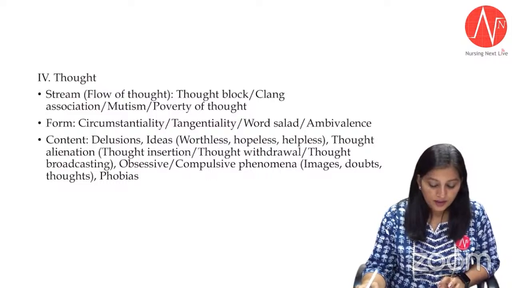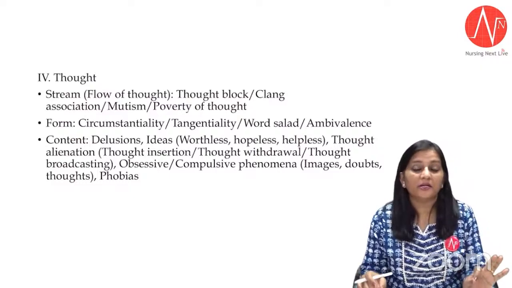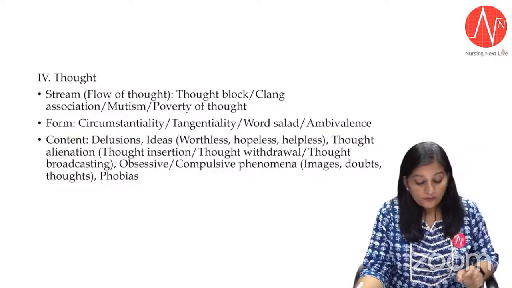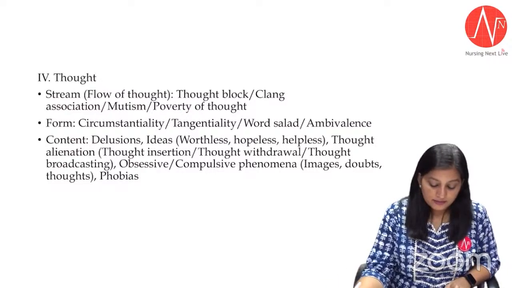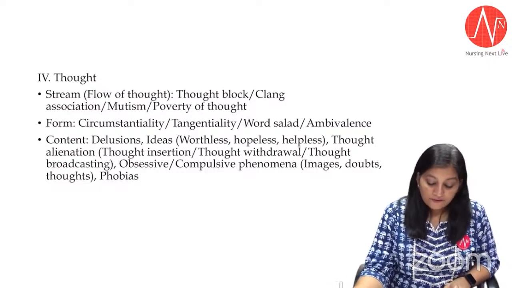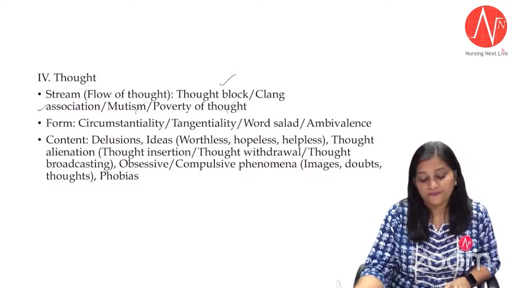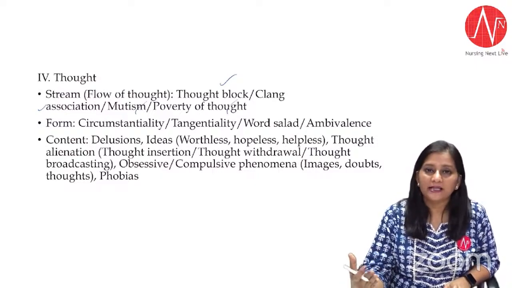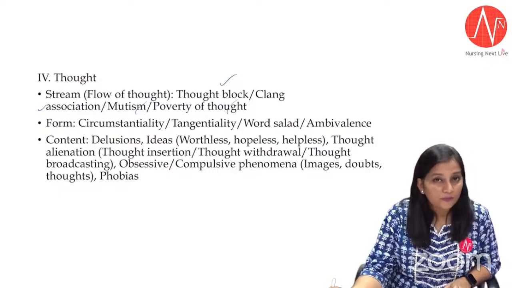Then comes thought. In thought, there are basically three components: stream, form, and content. In stream, the flow of thought is observed, or checked. In flow of thought, there is thought block, clang association, mutism, and poverty of thought. Flow of thought means normally thoughts flow in our mind in a sequence, in a relationship, at a speed. But when the stream or flow of thought gets disturbed, we might have thought block.